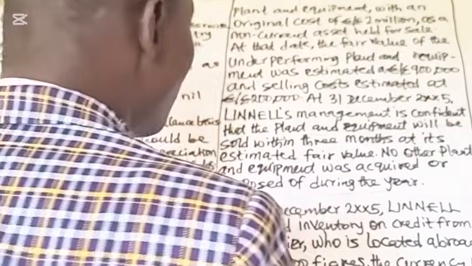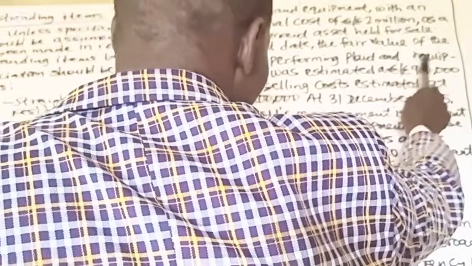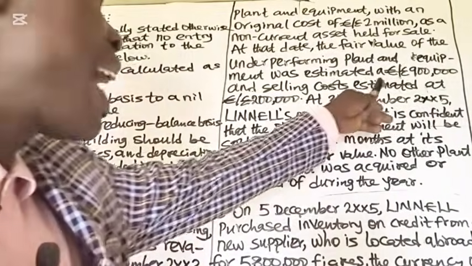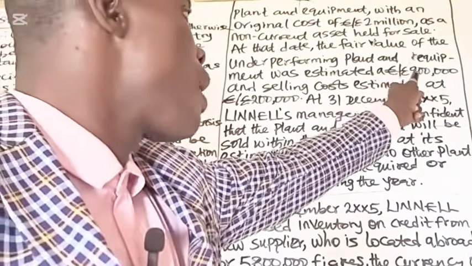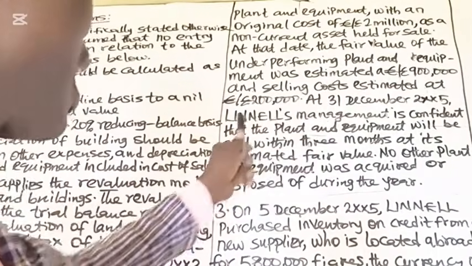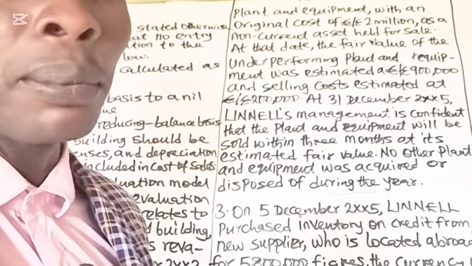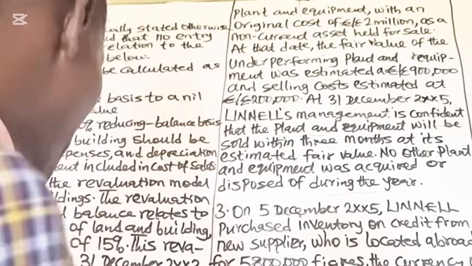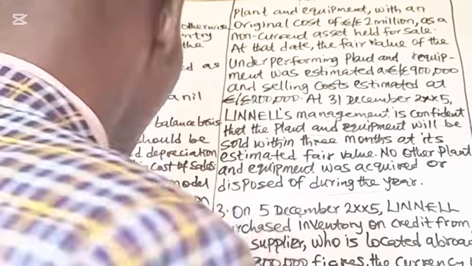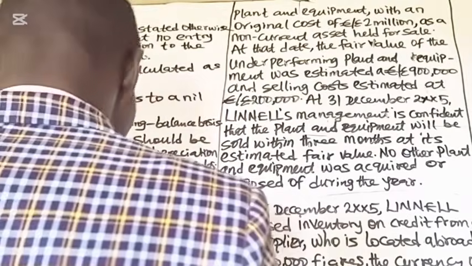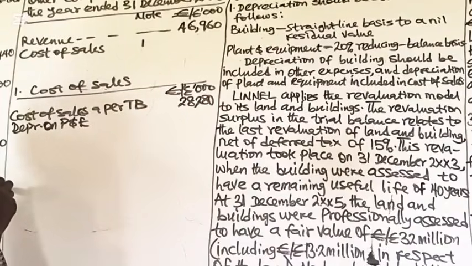At that date, the fair value of the underperforming plant and equipment was estimated at 900,000. So on the day the criteria for held for sale were met, it had a fair value of 900,000, and the selling cost was estimated at 200,000. Remember, depreciation of plant and equipment has to be classified as part of the cost of sales. Now, let's first of all calculate the depreciation on plant and equipment held for sale. Working number 1.